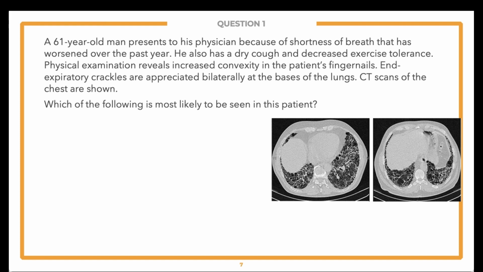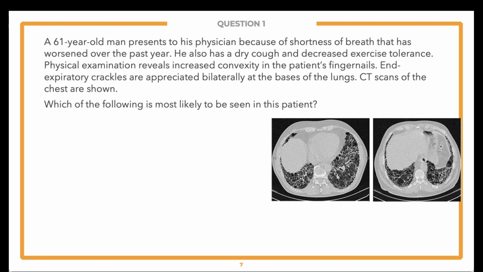The vignette is the actual scenario. A 61-year-old man presents to his physician because of shortness of breath that has worsened over the past year. He also has a dry cough and decreased exercise tolerance. Physical examination reveals increased convexity in the patient's fingernails. End expiratory crackles are appreciated bilaterally at the bases of the lungs. CT scans of the chest are shown.